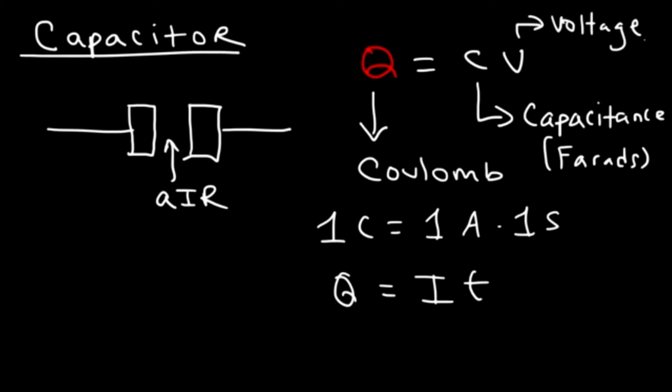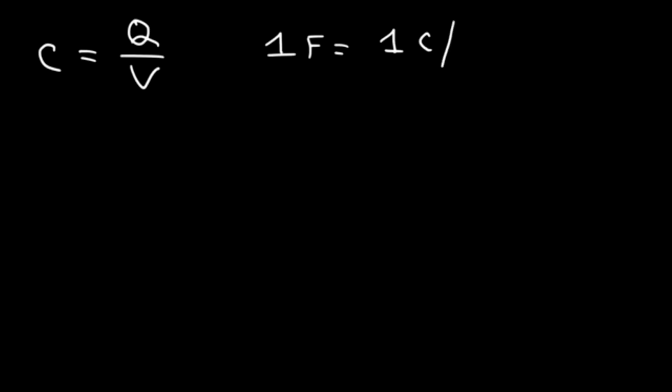So what exactly is capacitance? How can we describe it? I like to think of capacitance in terms of charge efficiency. 1 farad is equal to 1 coulomb per volt. So let's say we have two capacitors. One has a capacitance of 10 farads, and the other one has a capacitance of 2 farads. Let's call the first one capacitor A, and the second one capacitor B.